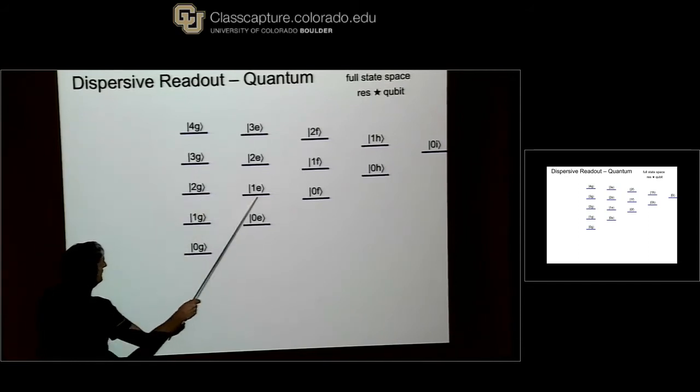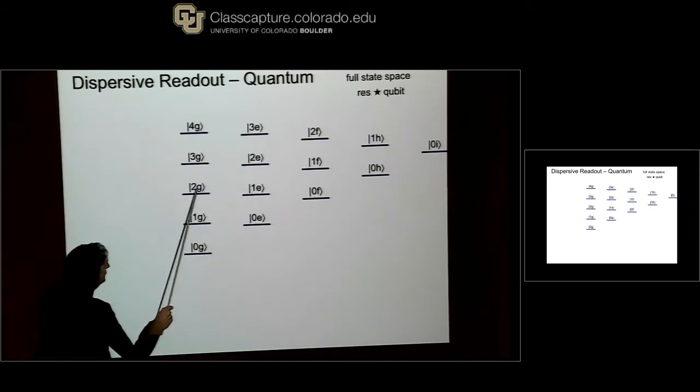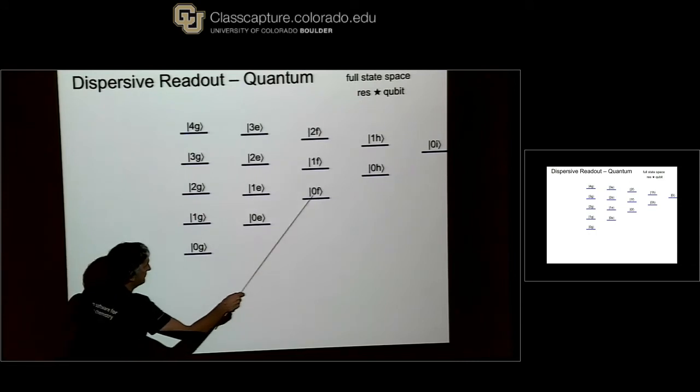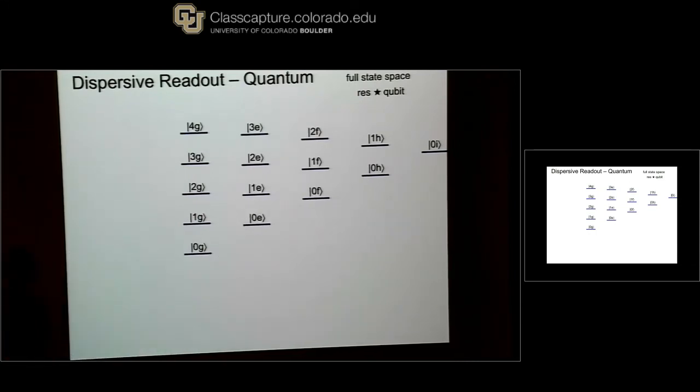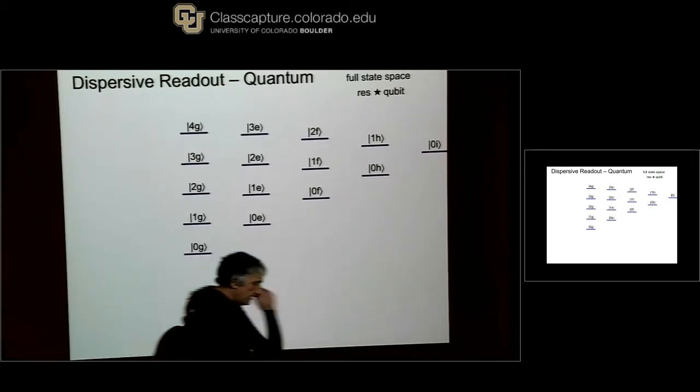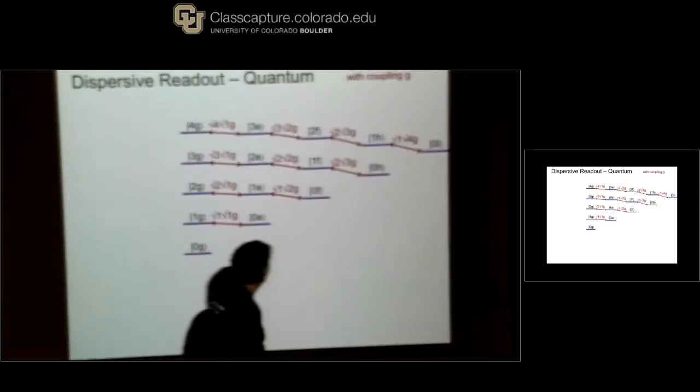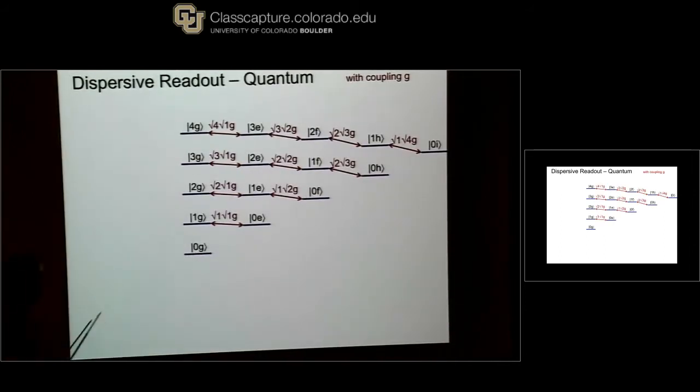Similarly, this is going to be coupled here, where you lose the excitation and gain here, and also these two will be coupled. So given the coupling and using the rotating wave approximation, where we're conserving excitation number, we have bands across here, and I'm going to write them in terms of that.